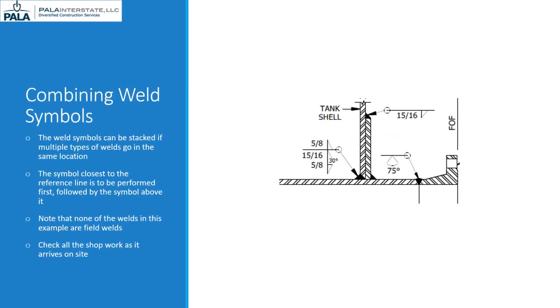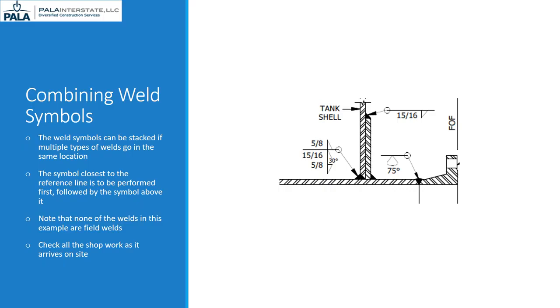Now that's it. Pretty easy, right? So let's look at how we can combine or stack these symbols now that we understand the basic structure of an AWS weld symbol. In this example, we are looking at a nozzle interface with the shell and the weld symbols on the left. The arrow side of the weld indicates a 15/16 groove weld with a 5/8 inch fillet weld on top of it.